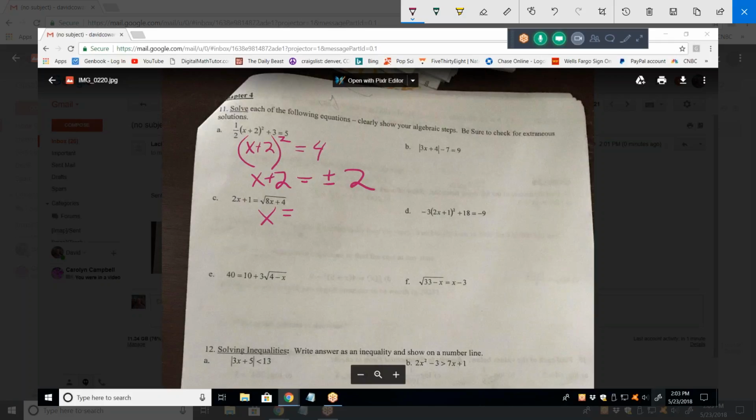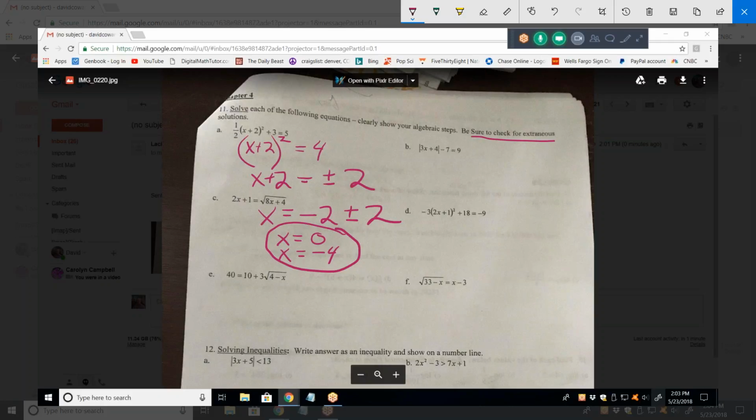Well, the way to do this is to move the 2 over. Whoops. Leave your plus minus 2. And now figure out what both numbers mean. In other words, using the plus, I get 0. Using the minus, I get minus 4. So those two should be my answers. Now, since it says be sure to check for extraneous solutions, there's probably a reasonable likelihood that one of these doesn't work. So let's test them.